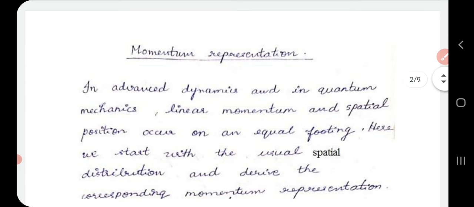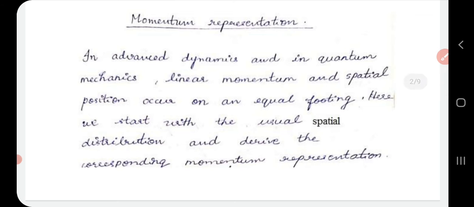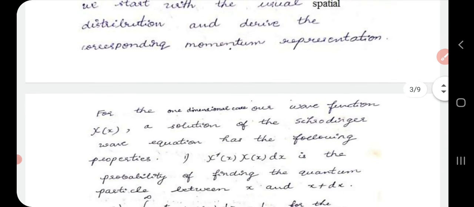Now, what is momentum representation? In advanced dynamics and also in quantum mechanics, linear momentum and spatial position occur on an equal footing. That is, linear momentum as well as the position of a particle both are treated equally in dynamics and in quantum mechanics. Here we are going to start with the spatial distribution first, and from the spatial distribution of a particle we derive its corresponding momentum representation.